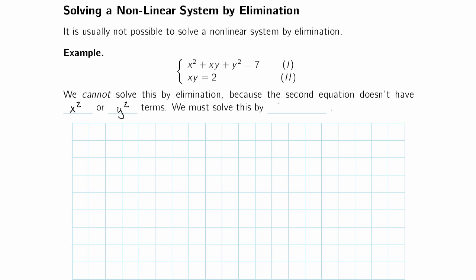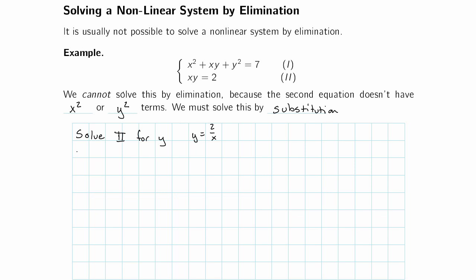We have to solve this by substitution. And this is not set up to make substitution as easy as possible, because neither one of the equations is solved for x or for y. Looking at these, it's definitely going to be much easier to solve equation 2 for one of the variables. So that's what I'm going to do. I'm going to solve 2 for y. To do that, I'll just divide both sides by x, and we'll get y is 2 over x.